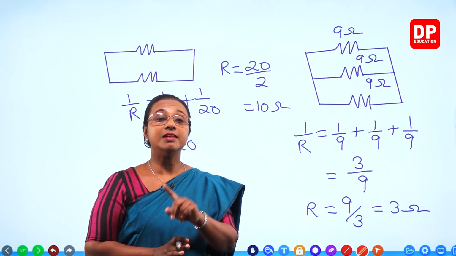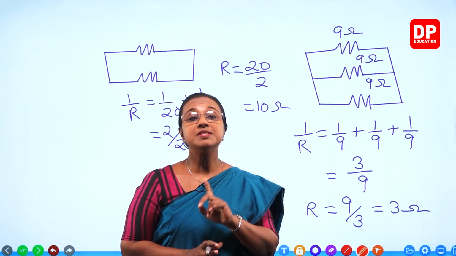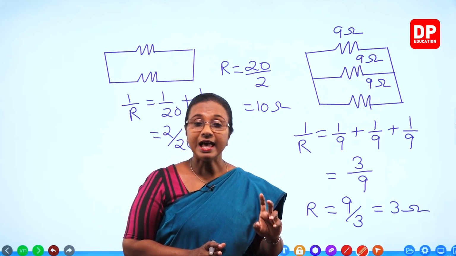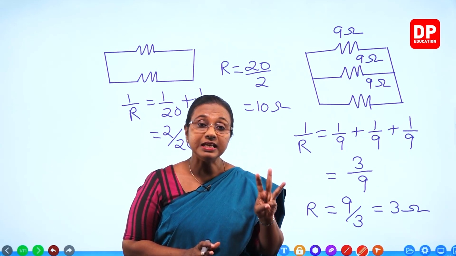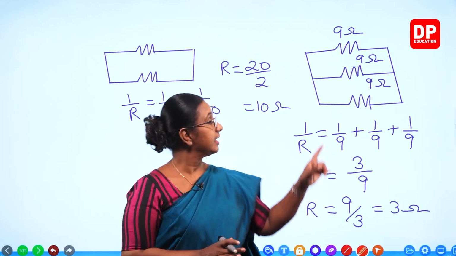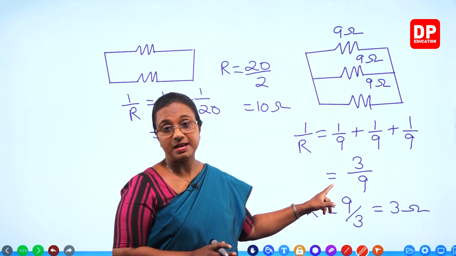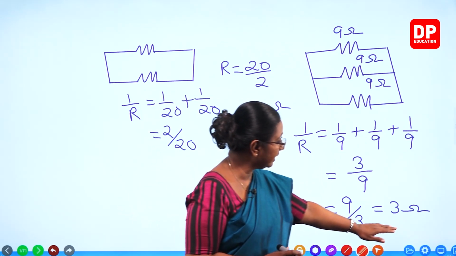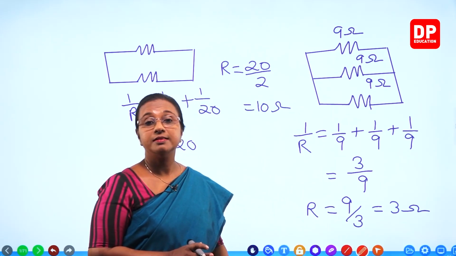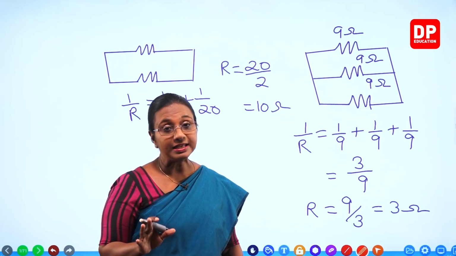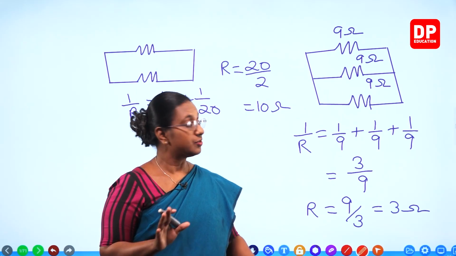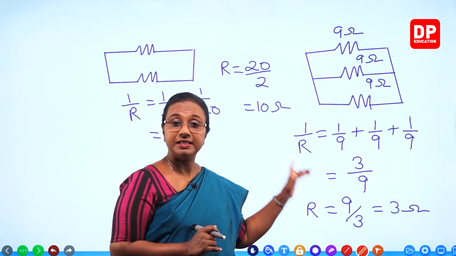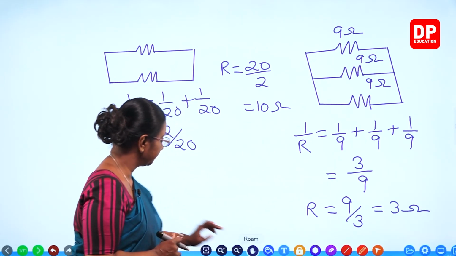Since we have 9 ohm resistors, but we need 3 ohm equivalent resistance, you need to find the relationship. 3 times 3. So you will have to connect 3 9 ohm resistors in a parallel manner. Then you will get the equivalent resistance of 3 ohms. Is that clear, students? Now that you have understood the method, we will write down the answer.